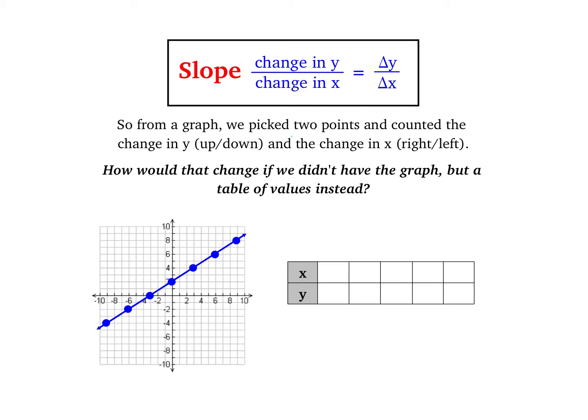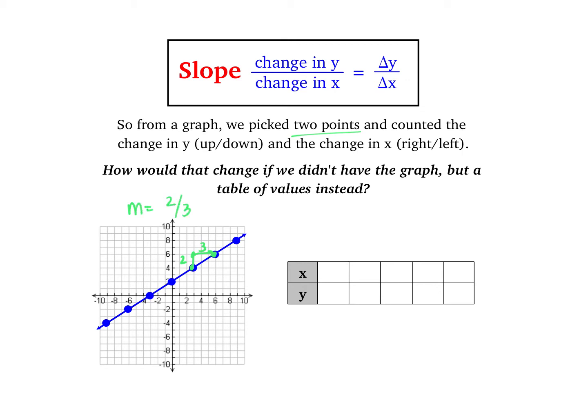So let's start with a quick recap on graphs. Again, you pick 2 points. So let's say I pick this one and this one. I'm going to count the change in y, so I'm moving up 2, and my change in x, which is over 3. So I know my slope would be 2/3.